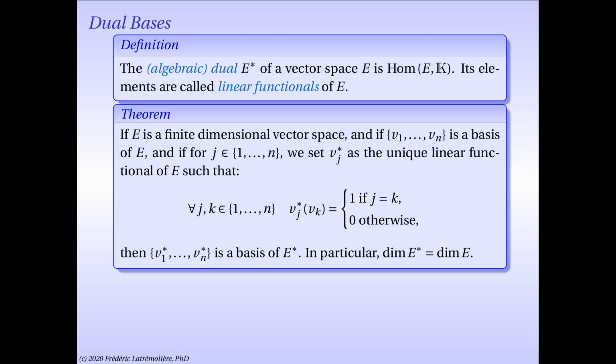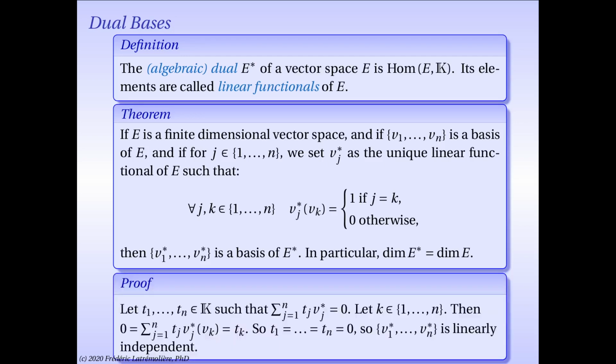And the conclusion of the theorem is that v star 1 etc. v star n is actually a basis for the dual. In particular, we see that the dimension of the dual equals the dimension of the space. To prove this result, I want to show that the set v star 1 etc. v star n is a basis, so I first prove that it is linearly independent.